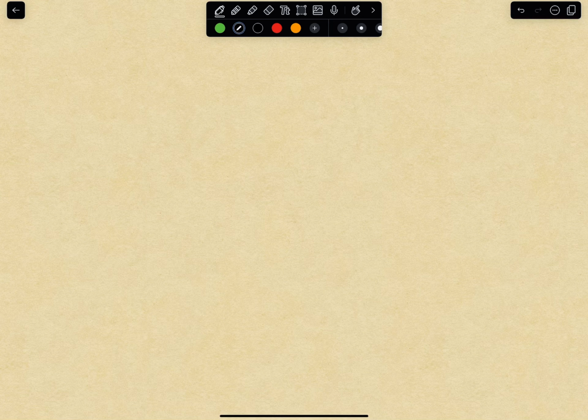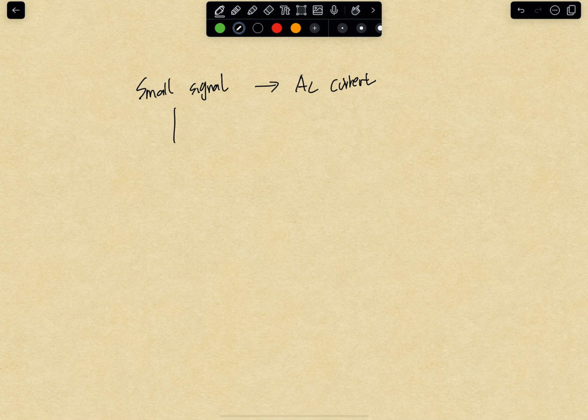Hello everyone, today we will talk about the small signal analysis of the MOSFET. So first, let's start out: what is a small signal exactly? A small signal is basically an AC current. You can consider it as AC current. And when you are doing the small signal analysis, every DC current or every DC biasing voltage will be grounded.